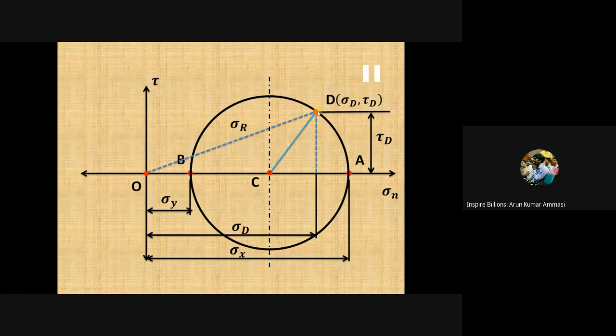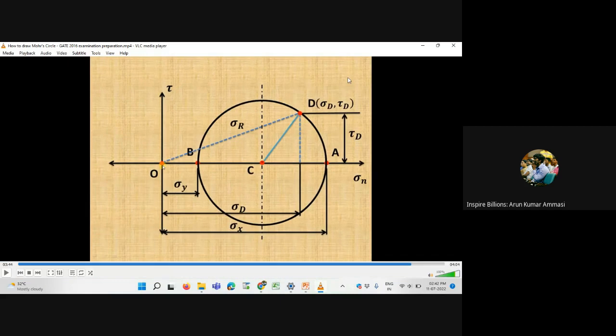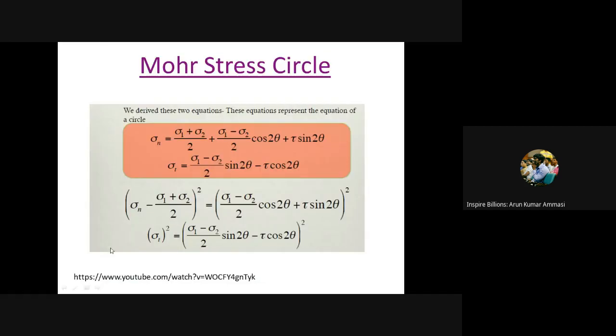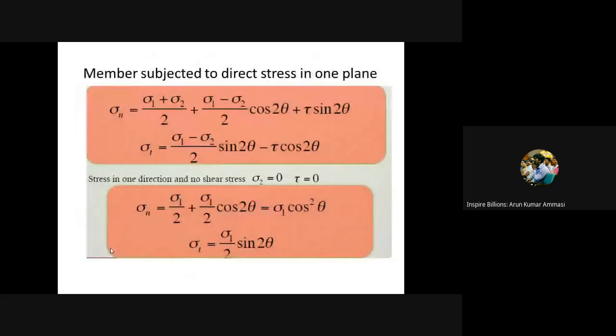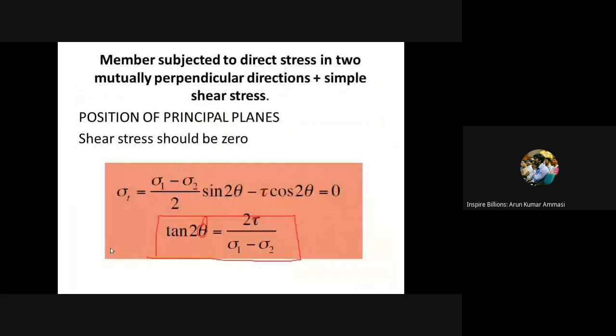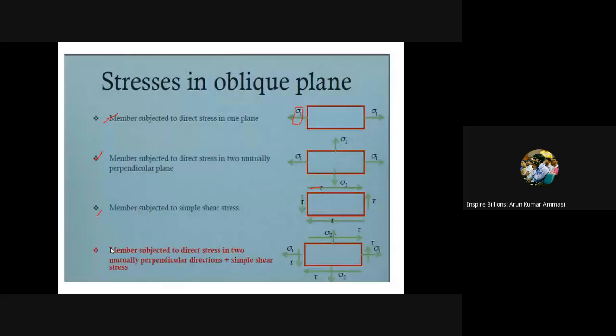So this distance that we are seeing, OD, is the resultant stress at the point D. So using these coordinates sigma d and tau d, we can also calculate the value of stresses at any point. But here, when you see, the stress is acting only at this point.